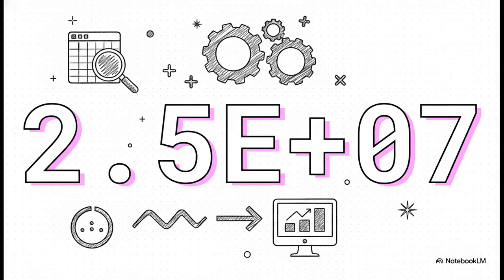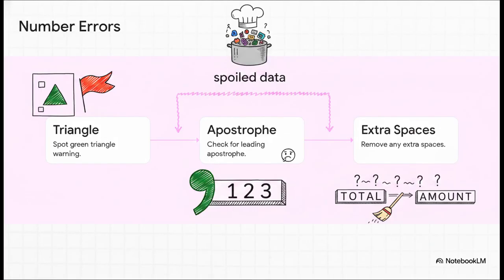It's just pure efficiency. But what happens when ingredients do actually spoil? Because sometimes numbers act really funny when they're accidentally stored as text. To troubleshoot this spoiled data, the very first thing you do is look for a tiny green triangle in the top left corner of the cell.